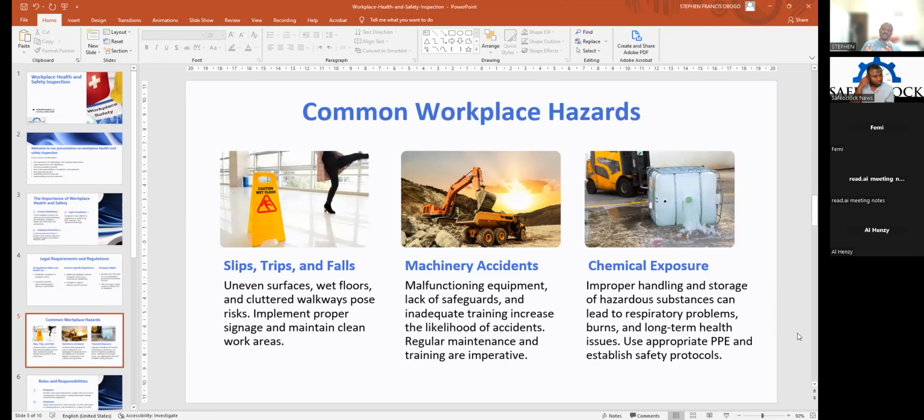I just want to mention one, two, or three common workplace hazards. We have a lot, especially when it comes to different industries.